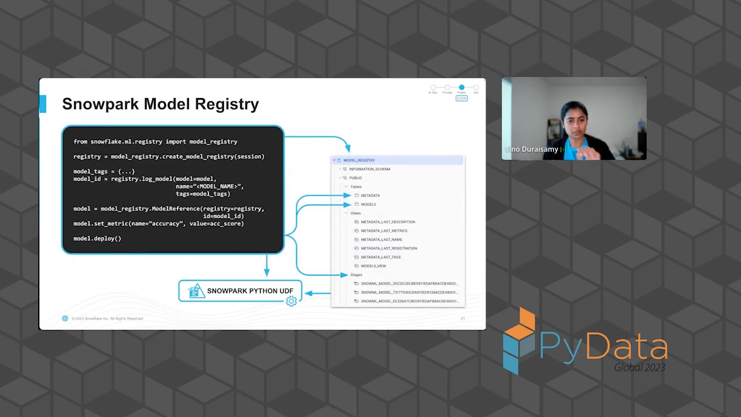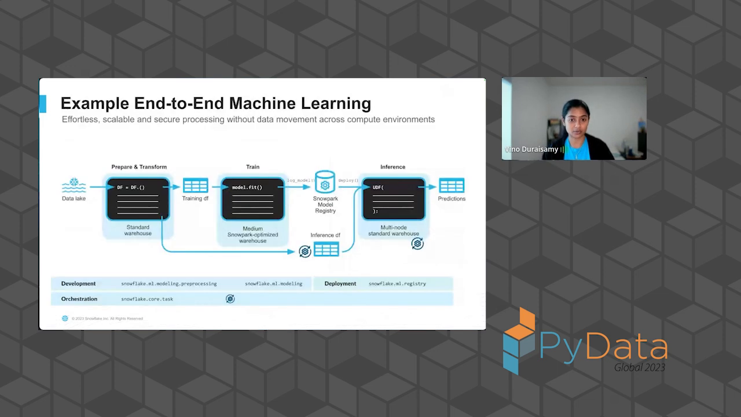Just to give you a quick understanding of how you are able to create a model registry, log a model and then deploy it all in like 5 lines of code, and that's how easy it is to get started with model registry. Easy to use, super secure, because this entire workflow is now sitting within Snowflake.